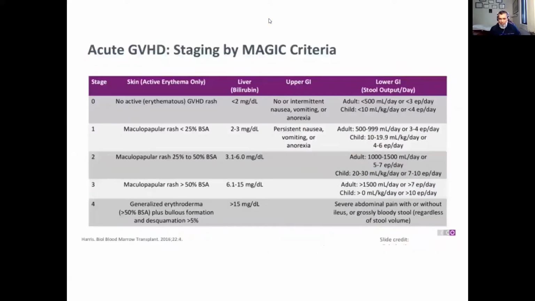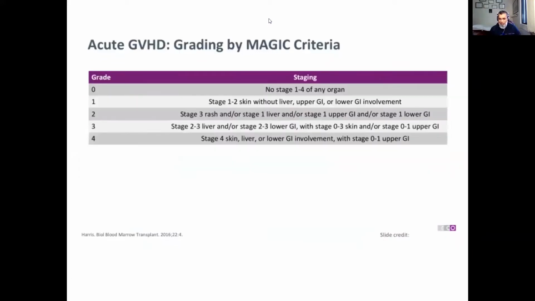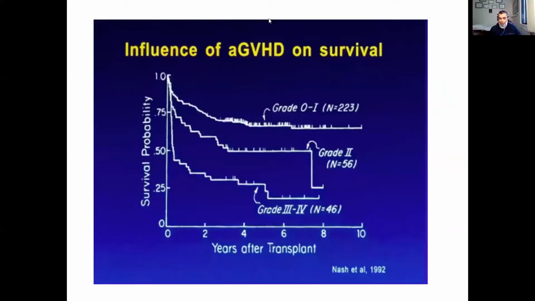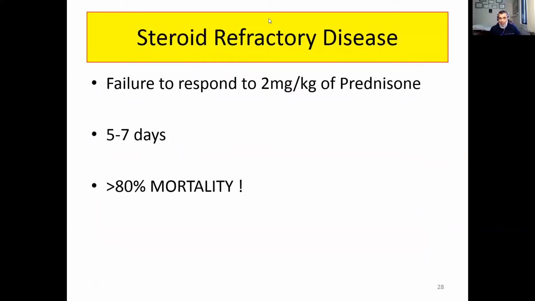So this is how we stage GVHD. Basically, the more skin area you cover, the more jaundice, the more diarrhea, the more severe your GVHD, and you can change it to grade 0, 1, 2, 3, or 4. And the reason we do that is there's a mortality curve. When you have grade 3, 4 GVHD, you're going to lose 80% of your patients.